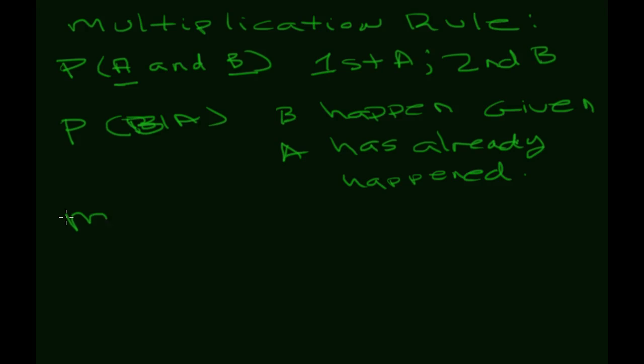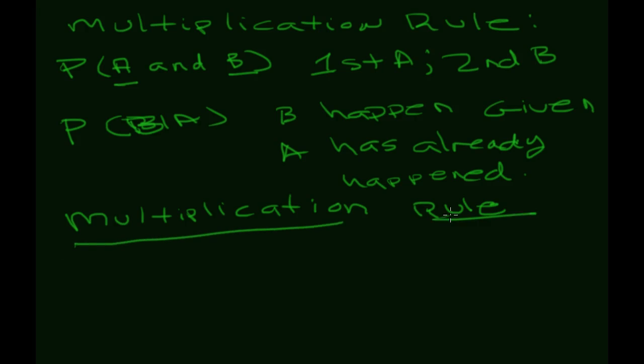Okay, so this brings us to the actual multiplication rule. And this reads as the probability of A and B is equal to the probability of A times the probability of B given A. So this is the probability of A occurring times the probability of B occurring given that A has already occurred. Now, this rule can be simplified under certain circumstances. I'm going to take a look at that now, and then we're going to move forward to some examples.